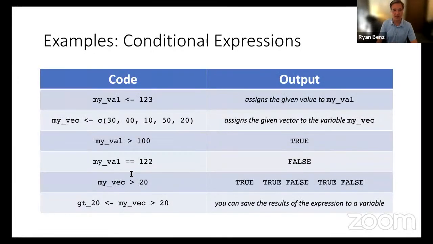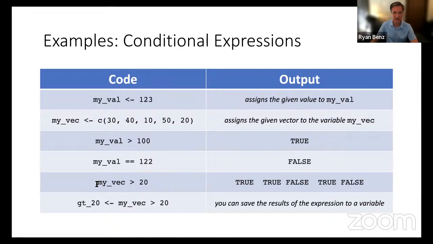Here are some examples of working with conditional expressions. Imagine we have a value here, it's 123, and we have a vector which has these values here. We can ask the question, is my value greater than 100? Well, we know it is because it's 123, and so R is going to respond true to that. Is my value equal to 122? Again, we use the double equal sign to ask the question of equality, not the single equal sign. R will tell us that the answer is false because 122 is not equal to 123.